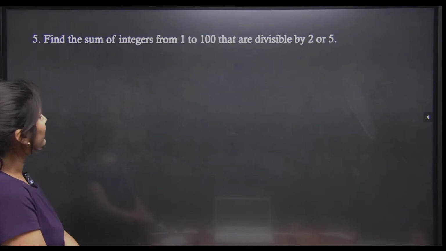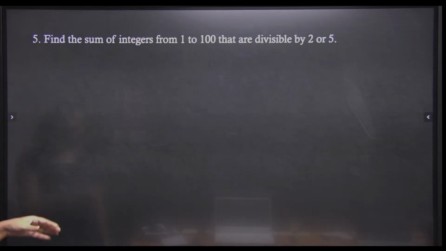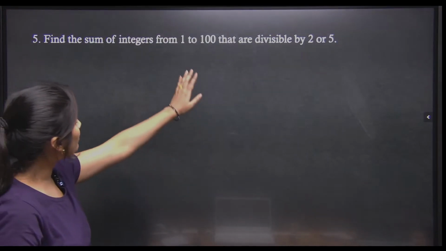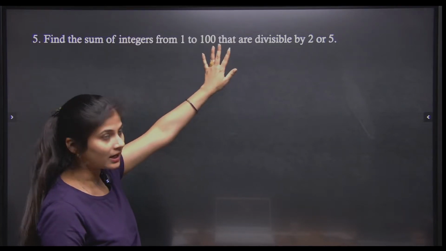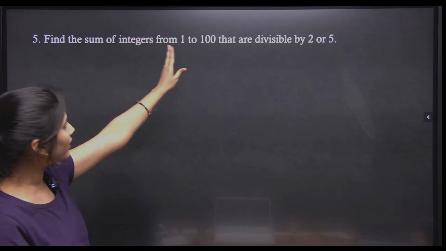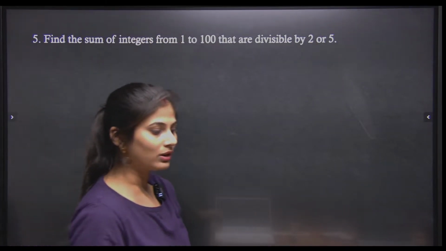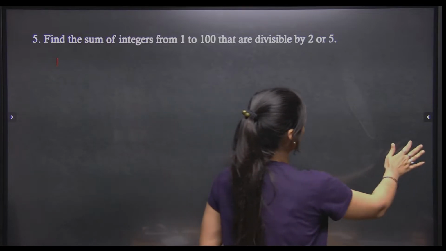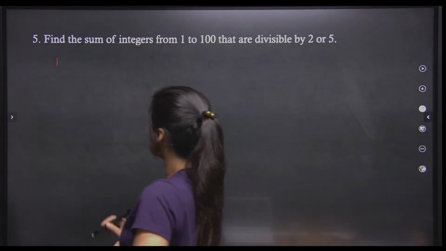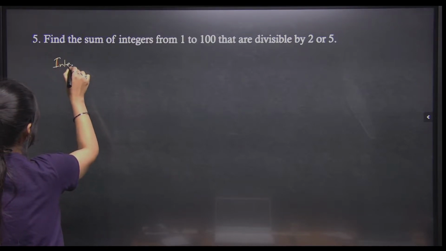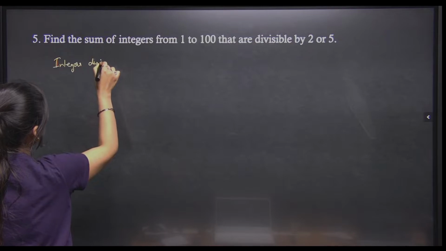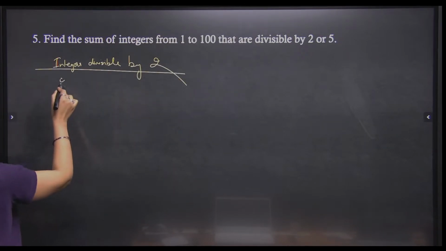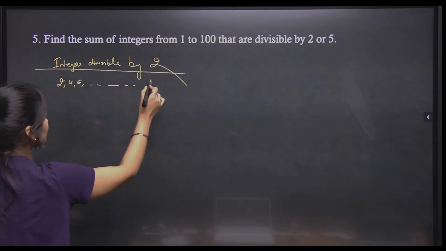Question number 5 says find the sum of integers from 1 to 100 that are divisible by 2 or 5. Since the question says find the sum of integers from 1 to 100, which means you can take 100. Not between 1 and 100, but from 1 to 100. So first of all, we will write all the numbers which are divisible by 2. So I am writing integers divisible by 2. So it will be 2, 4, 6 and then till 100.